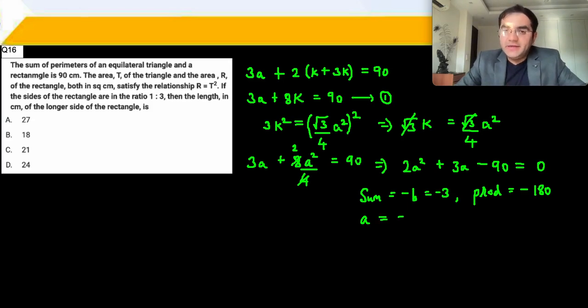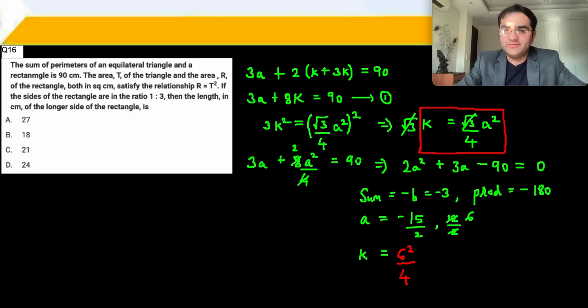And divide by a, divide by 2, the basic process of calculating the roots. So minus 15 by 2 and 12 upon 2. A is equal to 6. I need the longer side of the rectangle, that is 3k. So a is 6, put it back on top. K is a square upon 4, k is 6 square upon 4, 36 upon 4 is 9, and 3k is 27. Answer is 27 for this question.